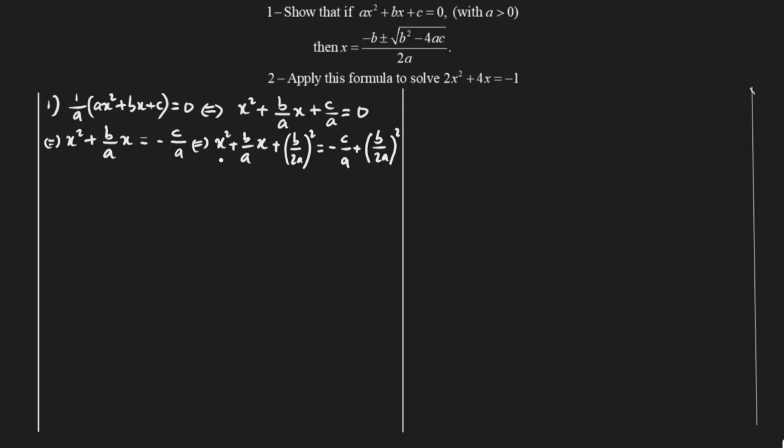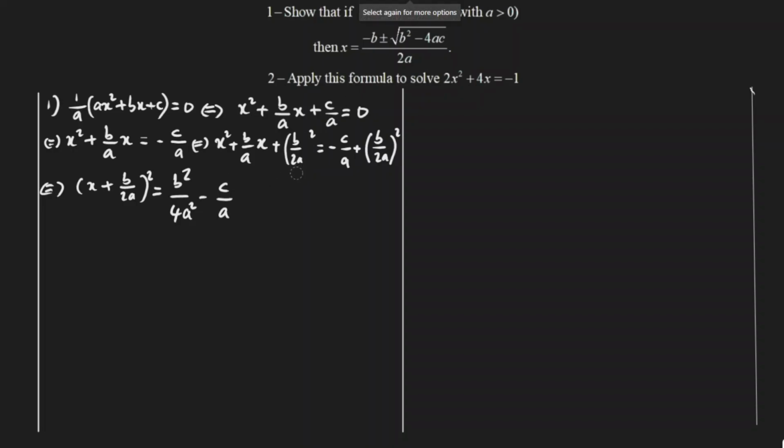Now, what is this expression? The left side is x plus b divided by 2a, all squared. And what is the other one? The other one is b squared divided by 4a squared, minus c divided by a.